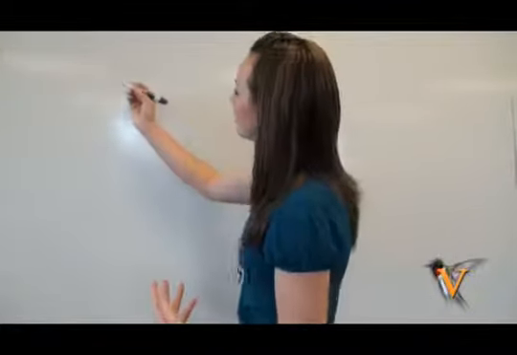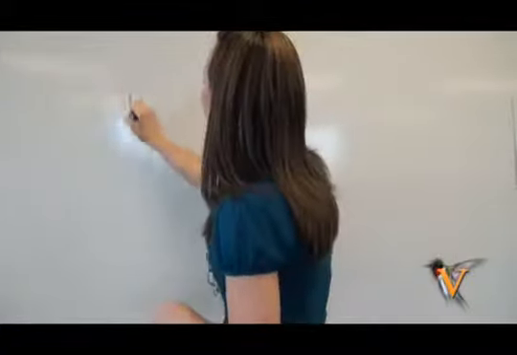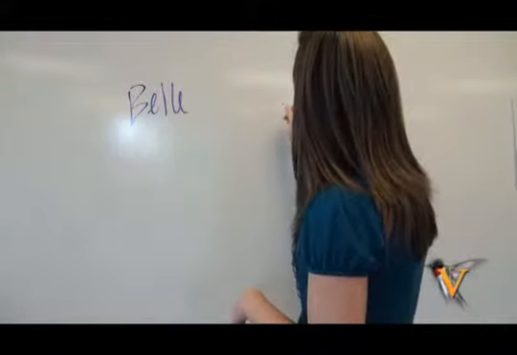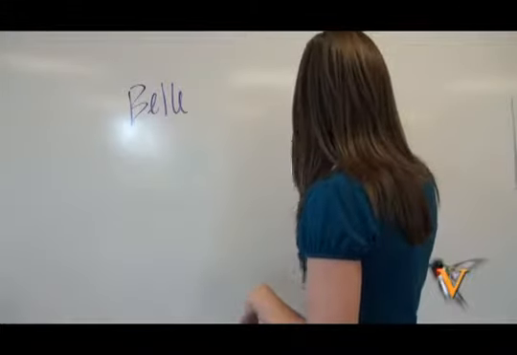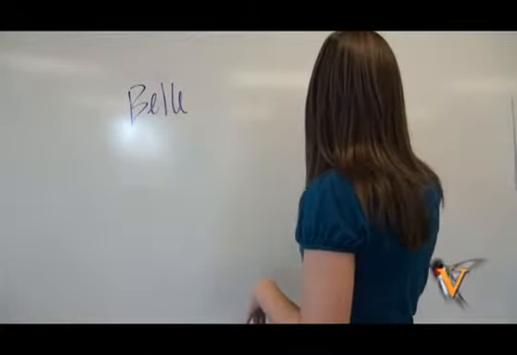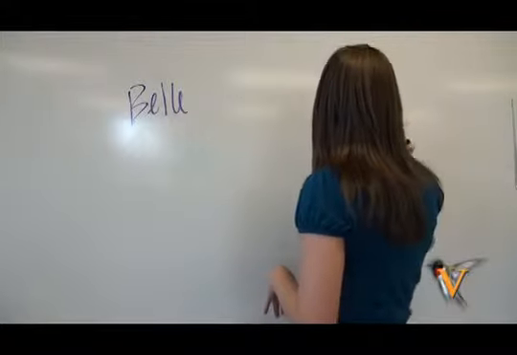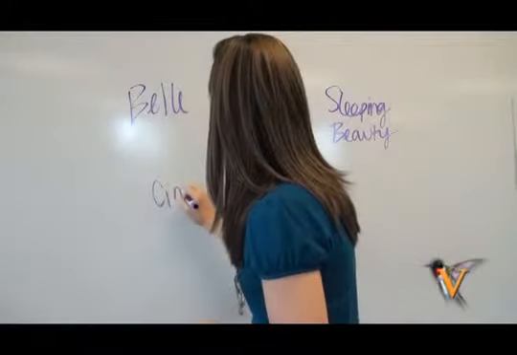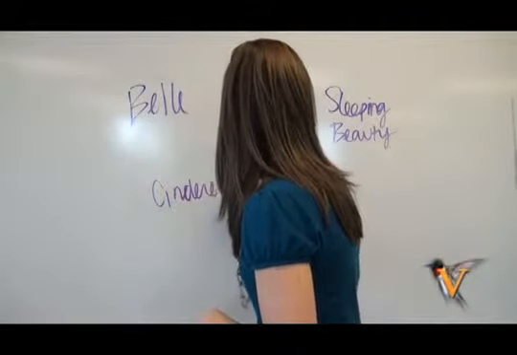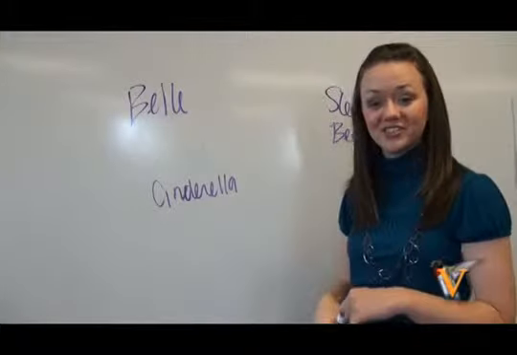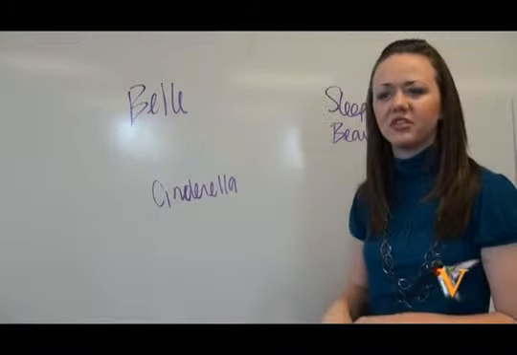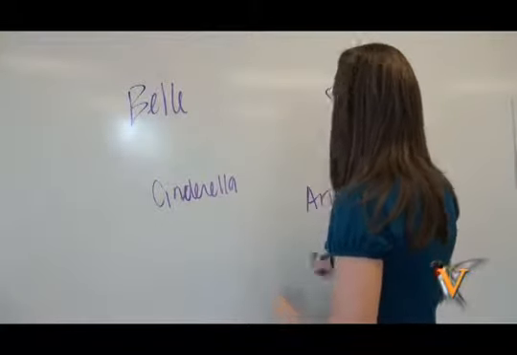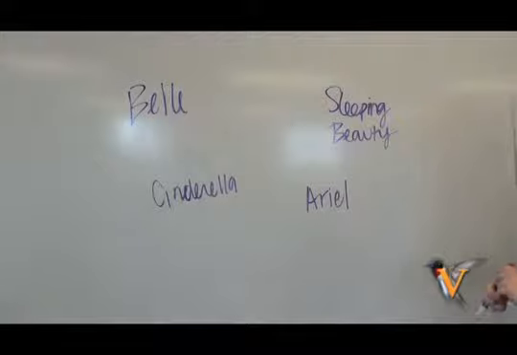All right, so the first thing that I'm going to do is start making a list of princesses. The first princess I'm going to write down is Belle from Beauty and the Beast. The next princess I'm going to write down is Sleeping Beauty. After that, I'm going to write down, say, Cinderella. And then the last princess I'll write down, let's go with, oh, I don't know, Ariel. All right, so these are our 4 princesses.